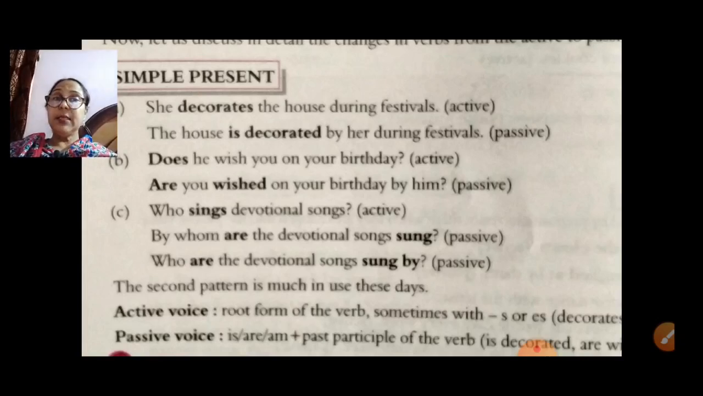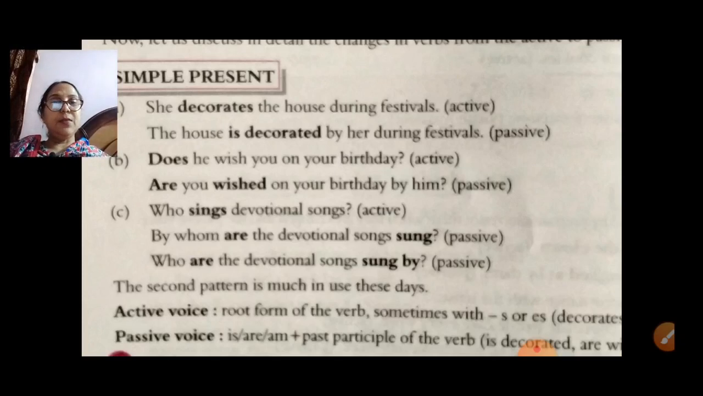Who sings devotional songs? It is again in the interrogative form. Now in passive form, we should write: by whom are the devotional songs sung? Or, who are the devotional songs sung by? So now the who is not going to change over here, but if does is there, we should change it. The second pattern is much in use these days.